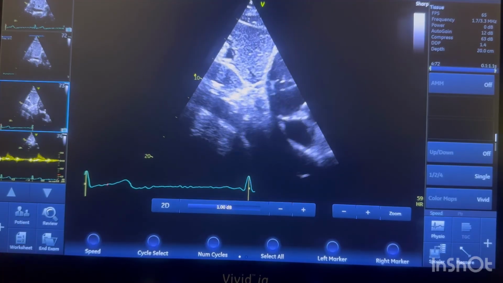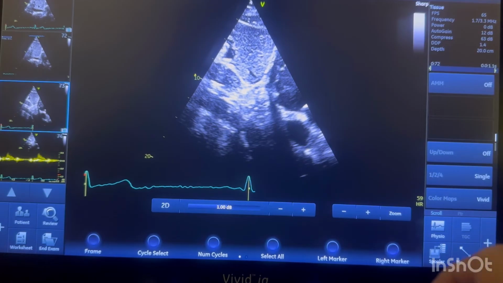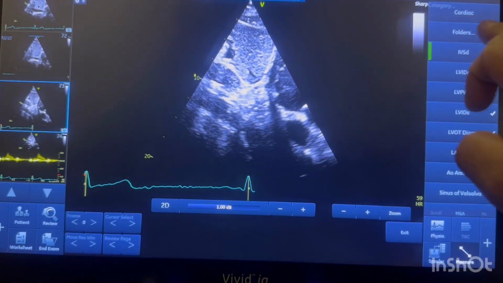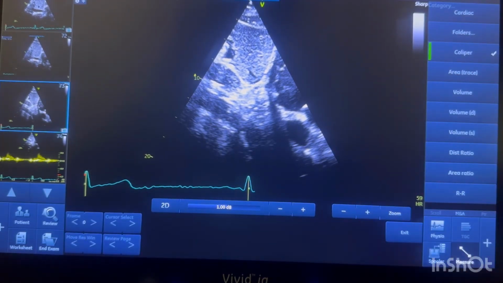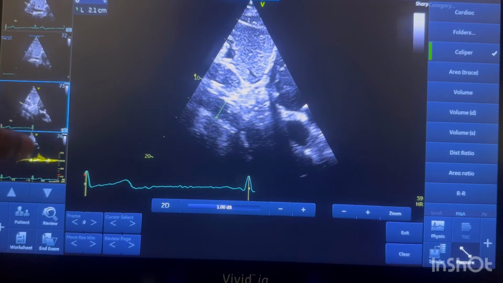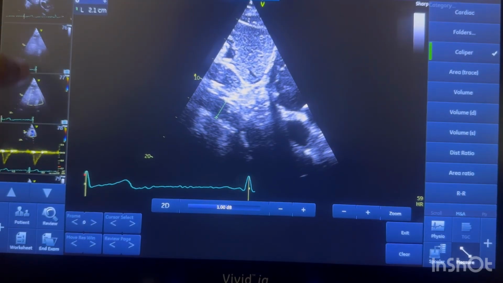You get the abdominal aorta. This is your abdominal aorta going. You just measure it wherever you see the bigger size of the abdominal aorta. This way, this, and this. You should measure it here. That's it. Your abdominal aorta is done. Then you go to your next view.